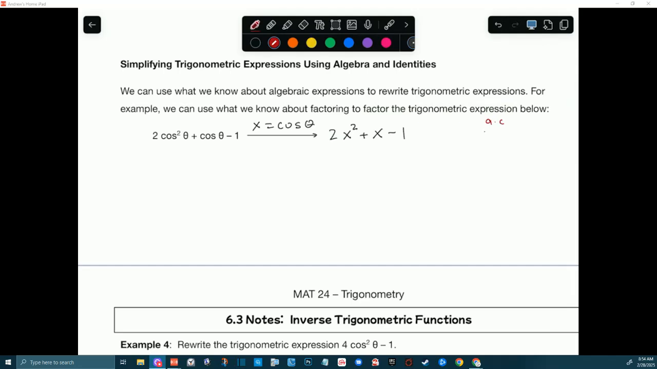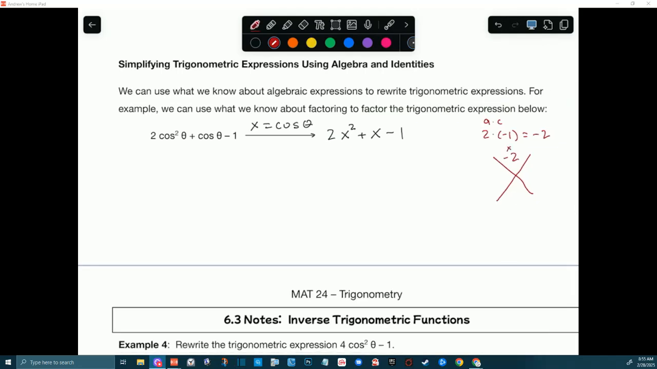So in this case, we've got 2 times negative 1, which equals negative 2. And I'm going to look at factors of negative 2 that add to B. So now I'm going to play the x game, but it's going to look a little bit different than it did when A was 1. So things that multiply to negative 2 and add to B, B is 1. And I know that that would be positive 2, negative 1, because 2 minus 1 is 1.